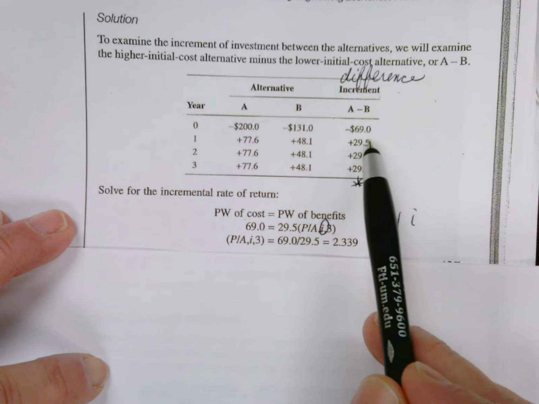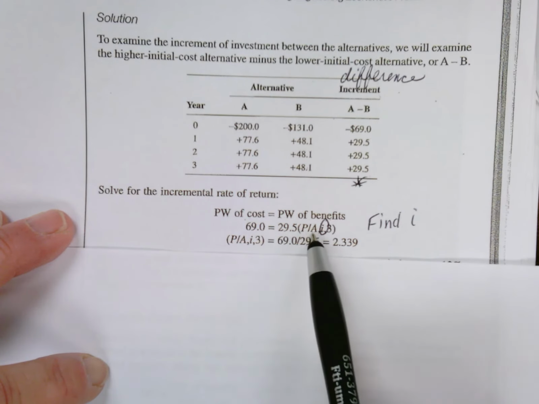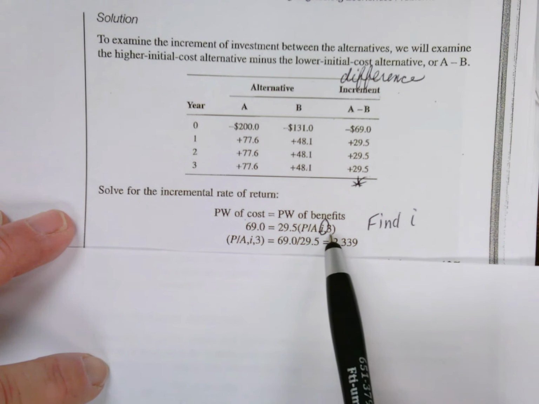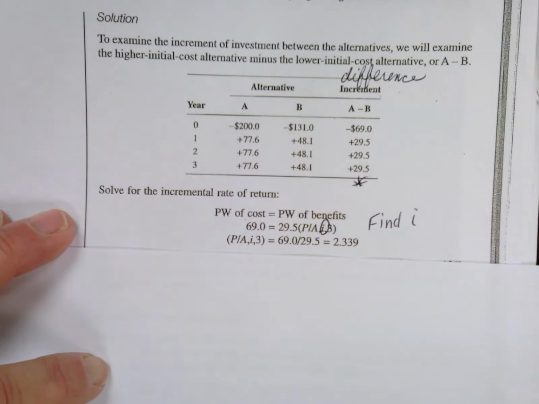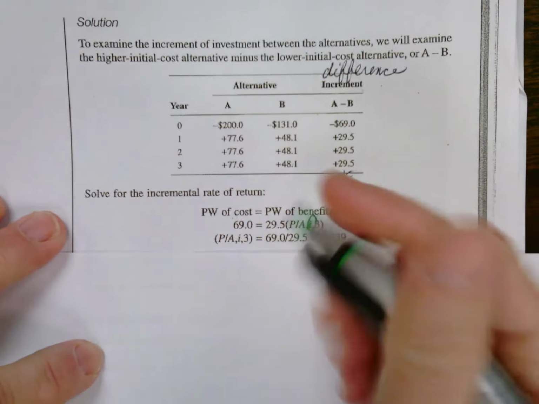dollars. So 29.5, it's an annuity. It's happening multiple times at equal intervals. So find P given A. We're looking for the interest rate. That's what we don't know. And it's for a 3-year term. So we want to get that factor to stand on its own so that we can go to the interest tables and find that factor.